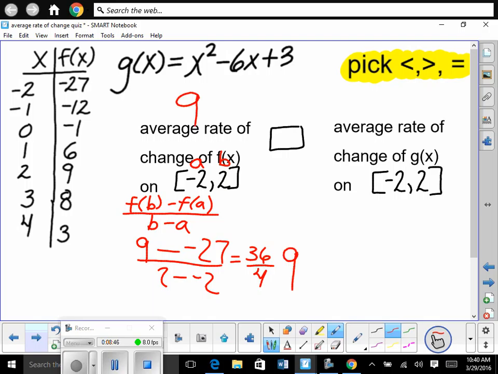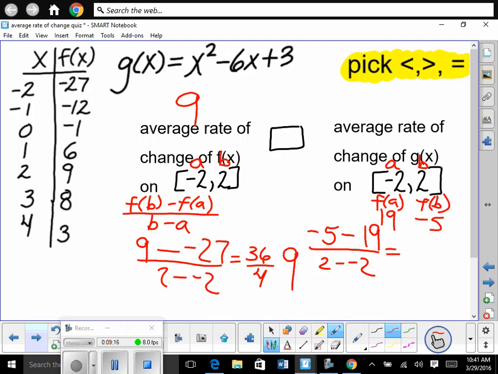Let's find it for g. So we're doing g of b minus g of a all over b minus a. This is a, this is b. Let's find g of a, let's find g of b. So you'll plug it in with parentheses. So g of a is 19, I'll just plug it in. g of b is negative 5. So we're doing g of b, negative 5 minus g of a, all over b minus a. So 2 minus negative 2. So on top, we get negative 24, all over 4, which is negative 6. What's larger, 9 or negative 6?